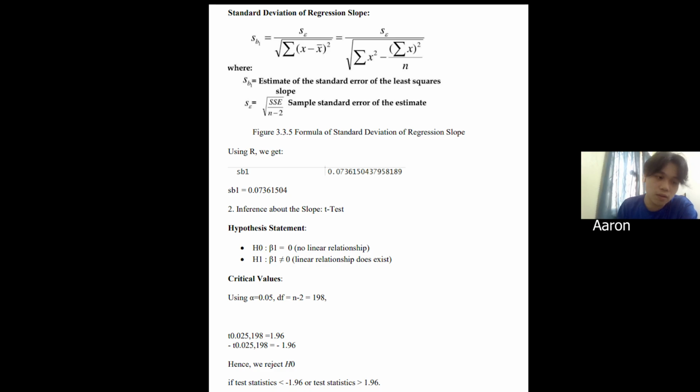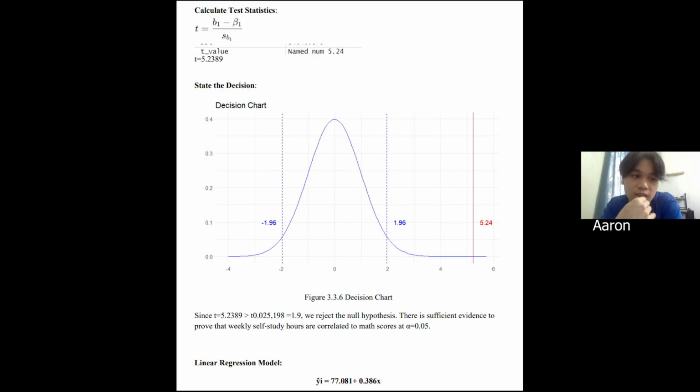The next step is to find the critical values. So using alpha equals 0.05 and df equals 198, we get the critical values of 1.96 and negative 1.96. Hence we reject the null hypothesis H0 if the test statistic is smaller than negative 1.96 or greater than 1.96. Next, calculate the test statistic.